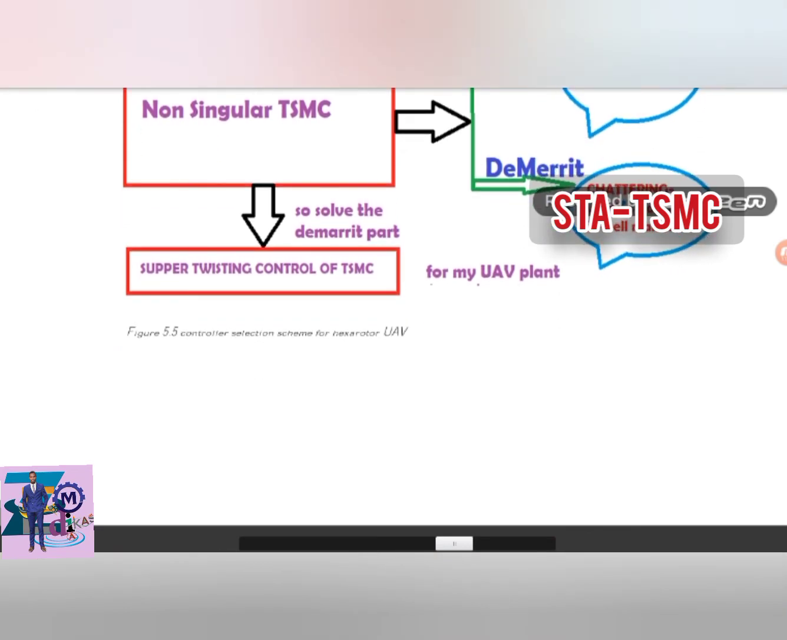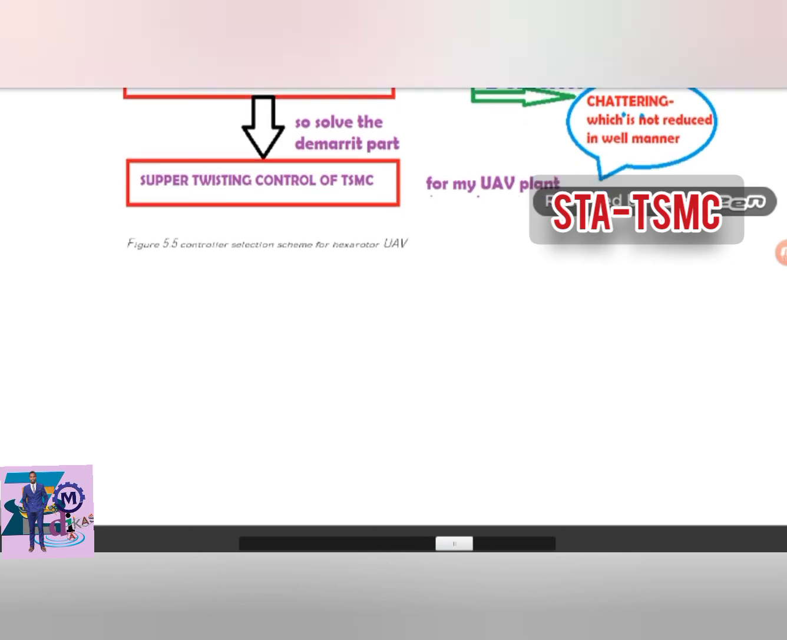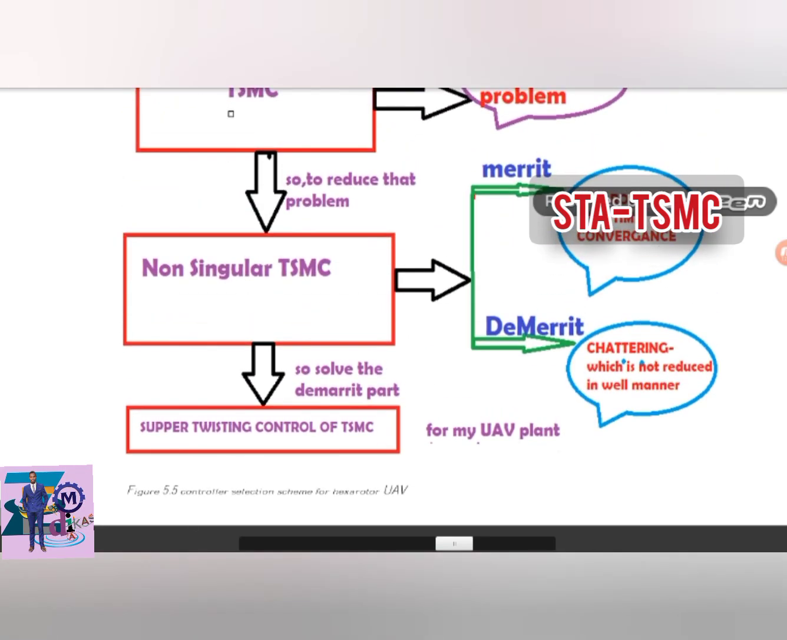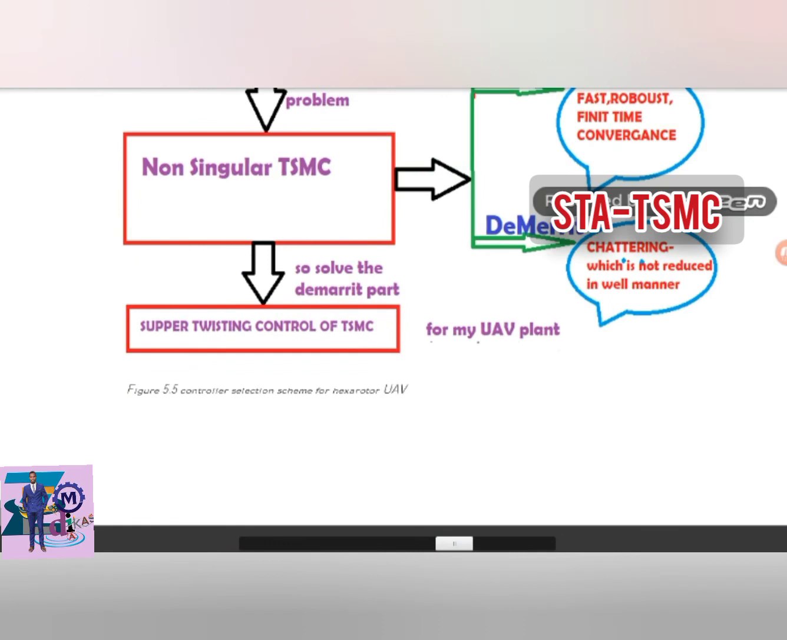So this is the so-called controller system. The controller selection scheme for my hexacopter UAV was actually done in May 2009, which is 3 years before. The main concept is just that in order to reduce such a chattering effect, we need to select the super twisting algorithm. So this is the first part, from the theoretical side.